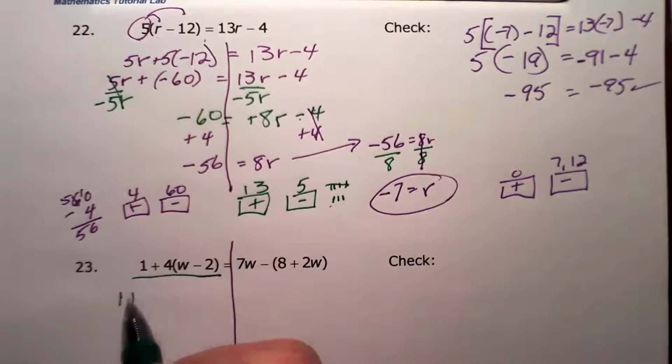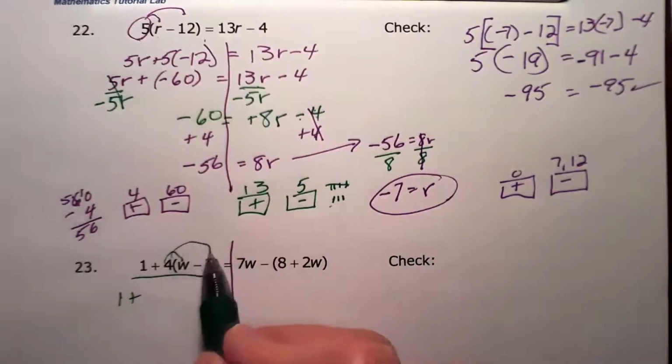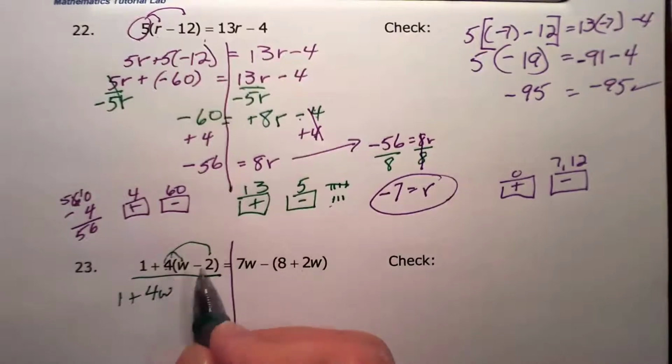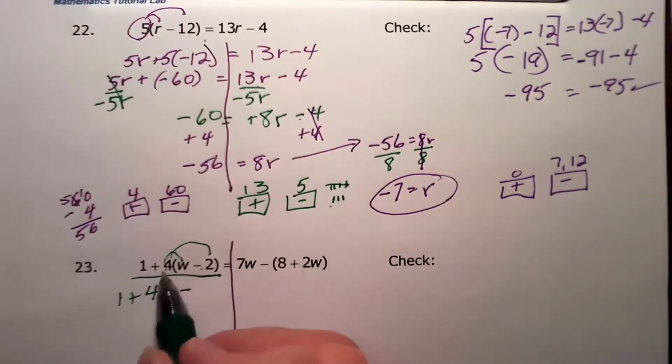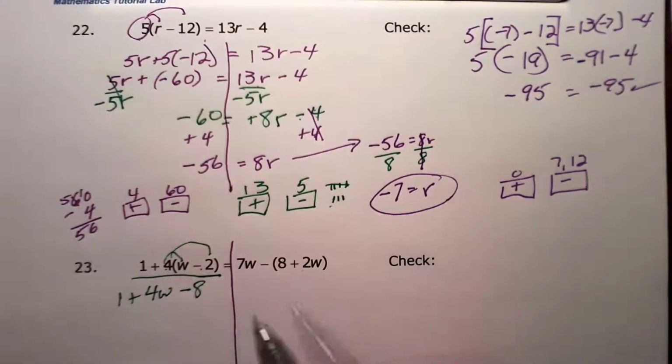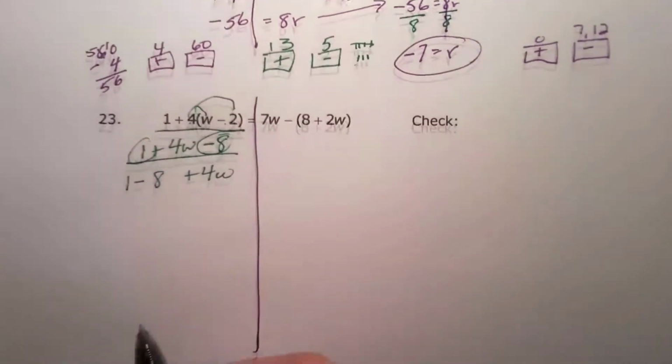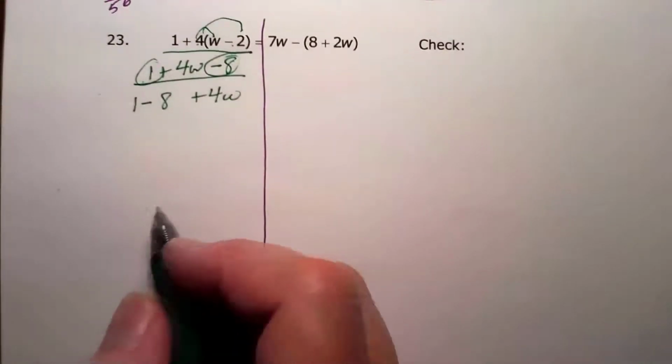So I have 1 plus, I have 4 times w and 4 times negative 2. 4 times w is 4w. 4 times negative 2 is negative 8. There's one more step I can do here. I can still simplify because I have like terms. I can have 1 minus 8. And if I'm going to do that, I'm going to slide down.